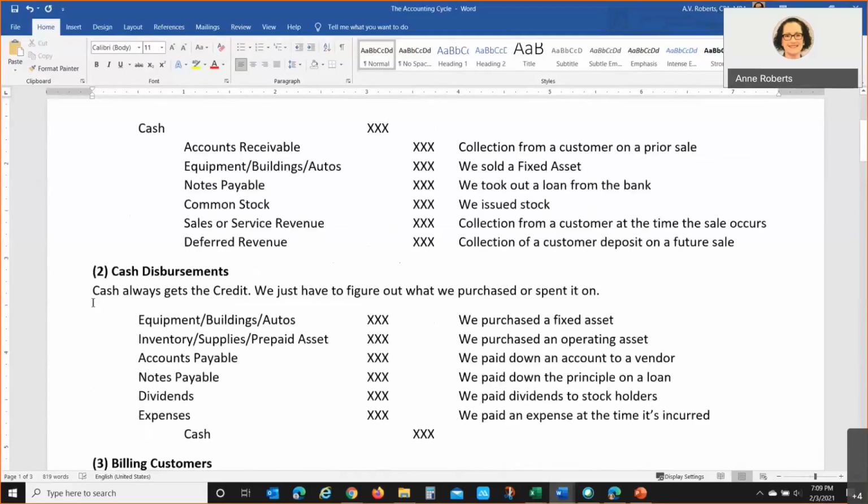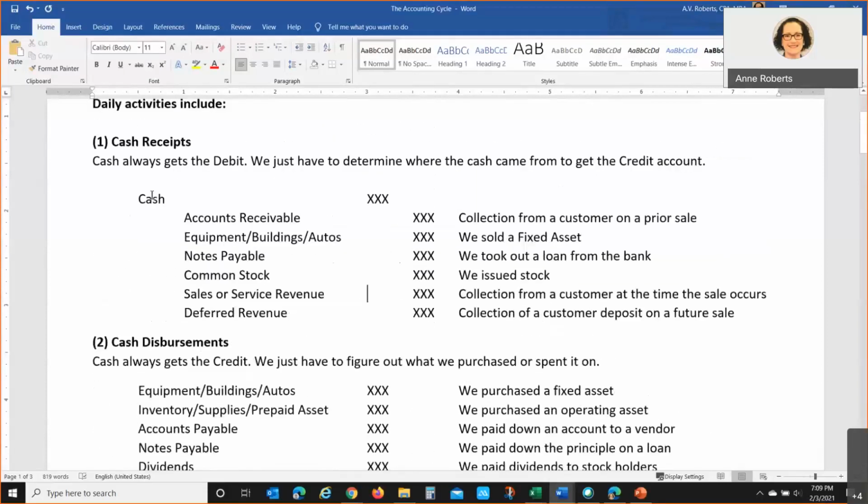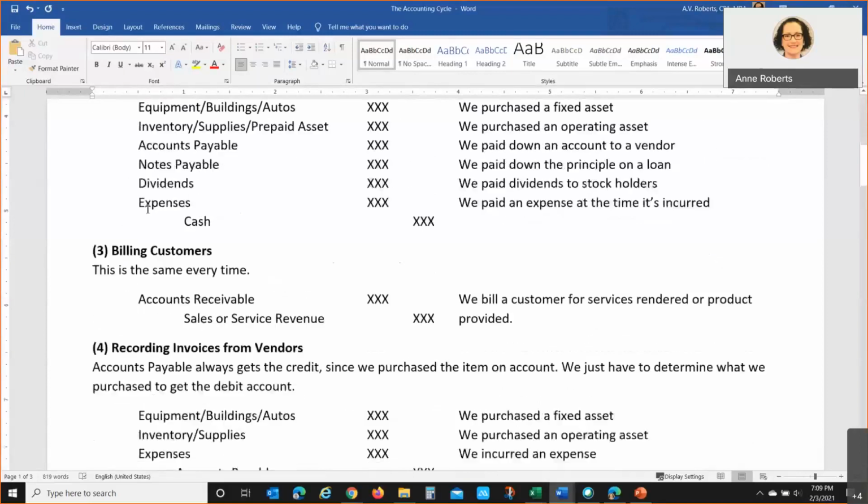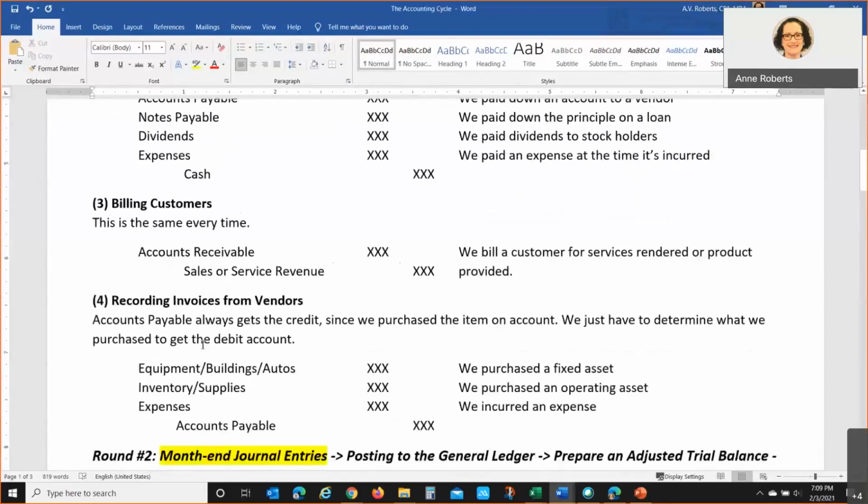All right. Can you think of any questions here on cash receipts, disbursements, billing customers, or recording invoices from vendors?